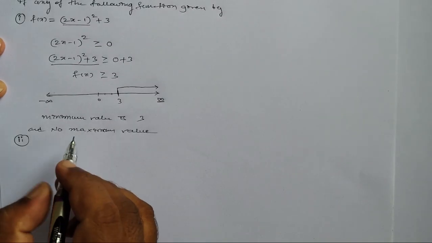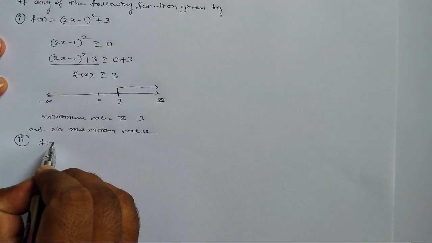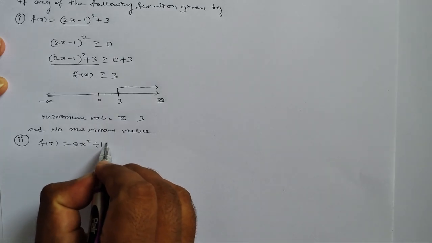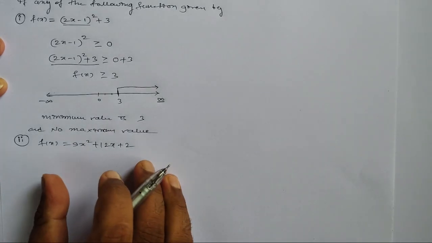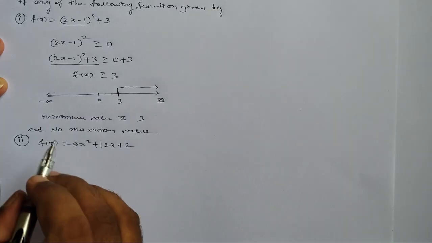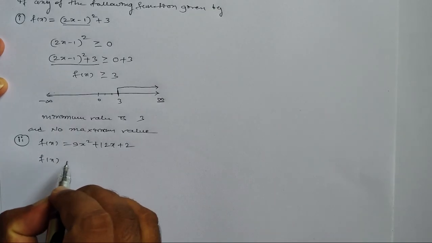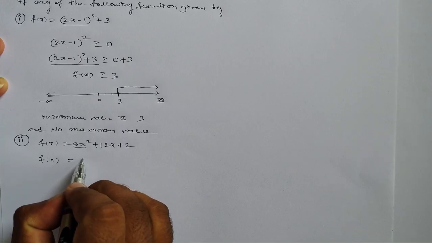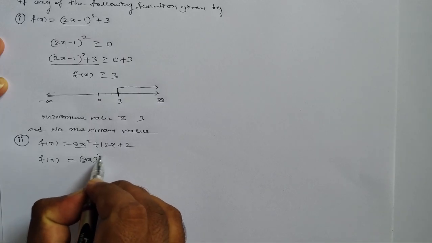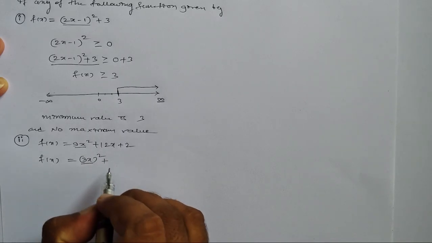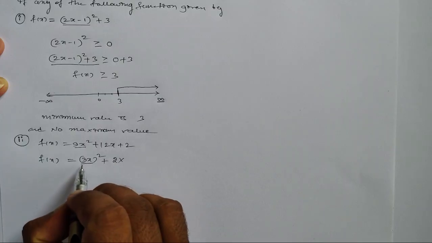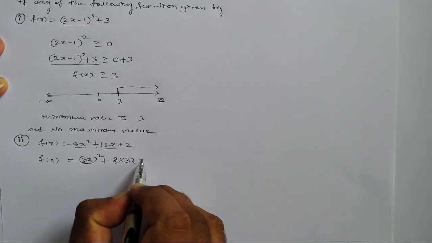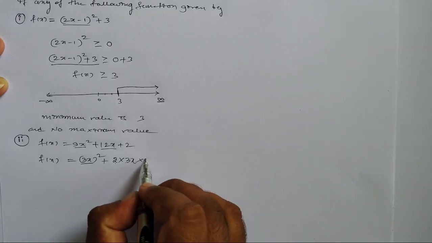Question number 2, f of x is equal to 9x square plus 12x plus 2. Okay? So simplify this one. So see what happens: f of x equal to, can I write 9x square becomes what? (3x) square. This is a square. Plus, can I write 2 times what is a value? 3x, so it becomes 12x. 3 2s are 6, 6 2s are 12, into 2.